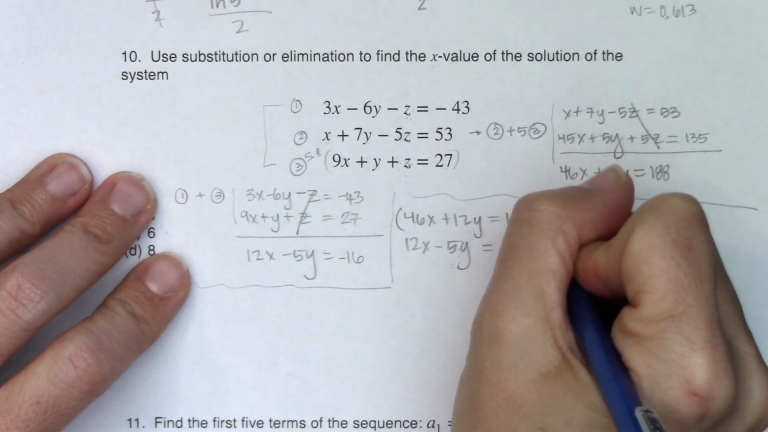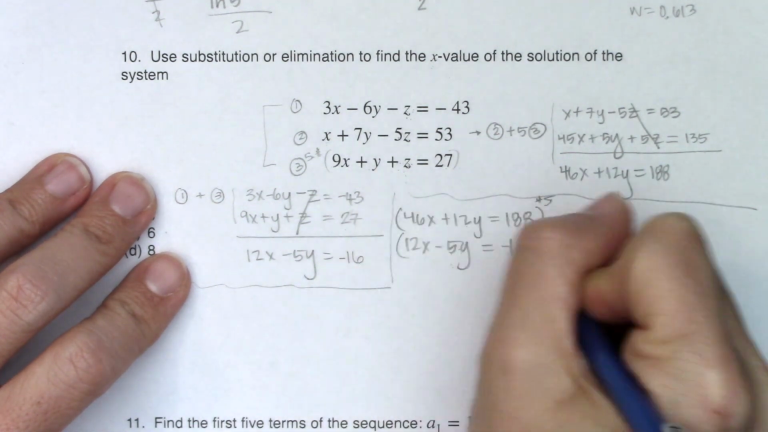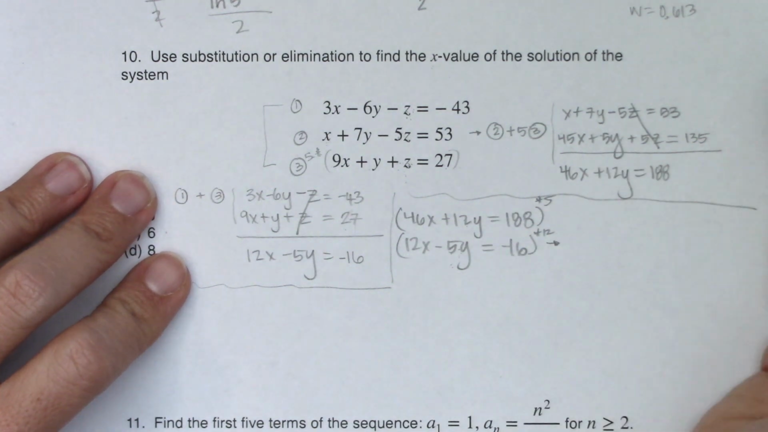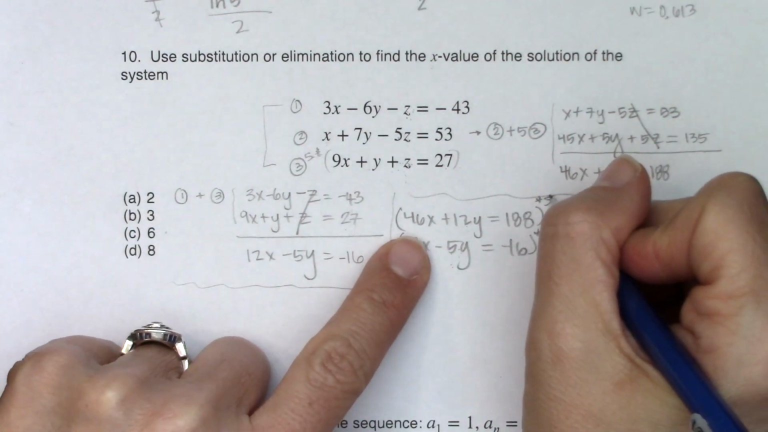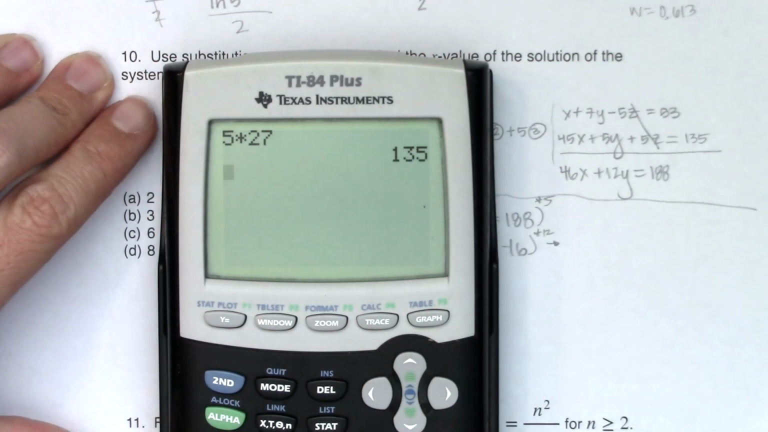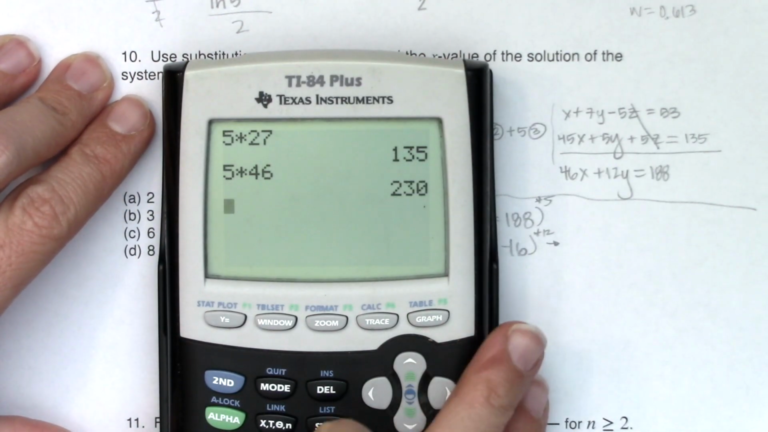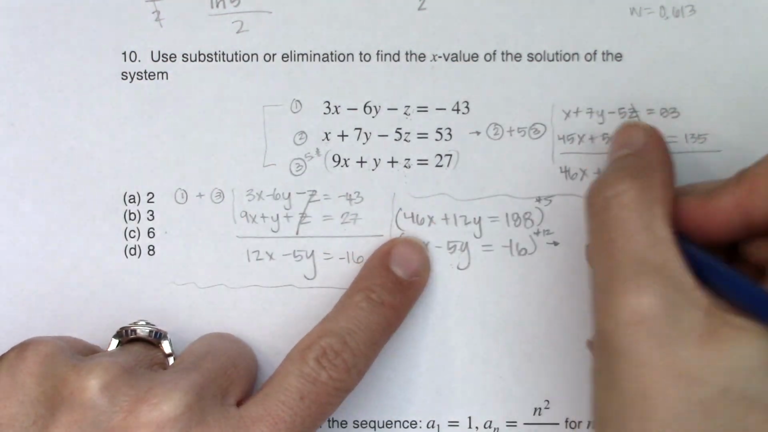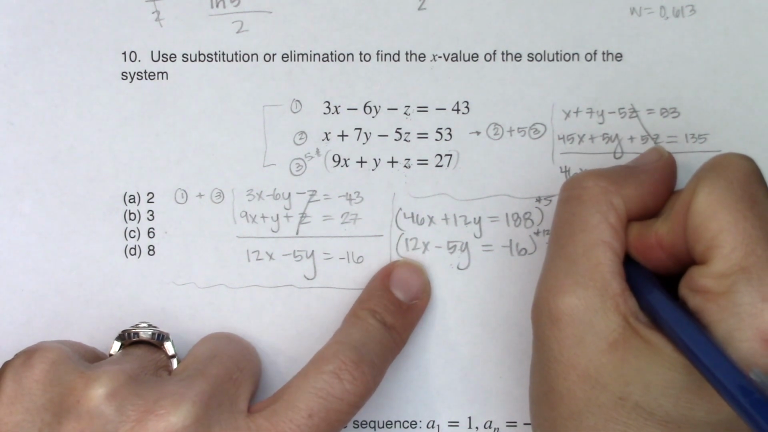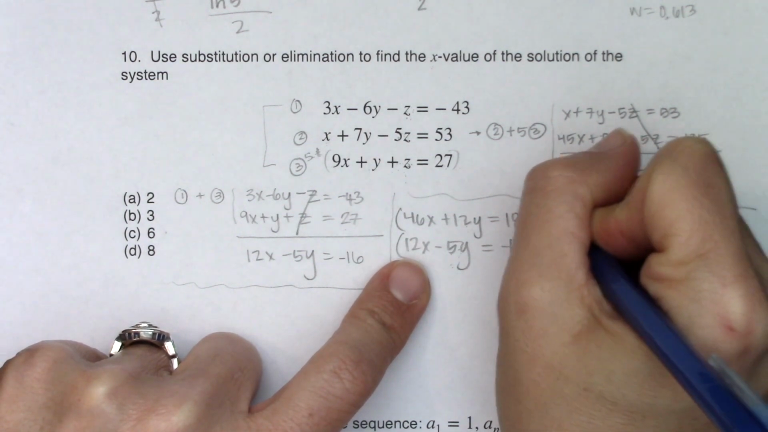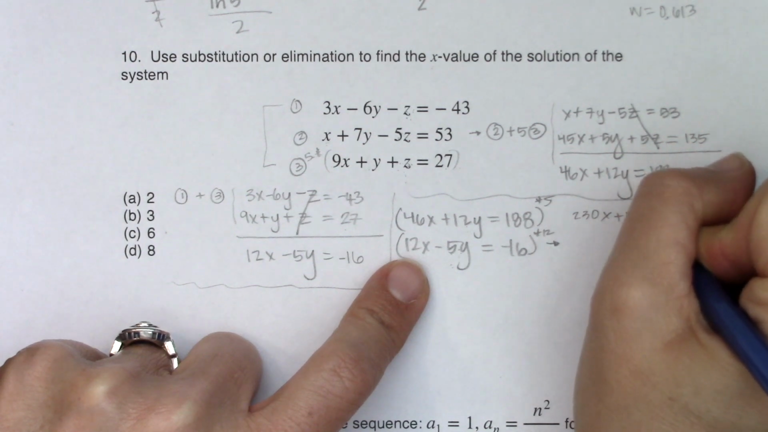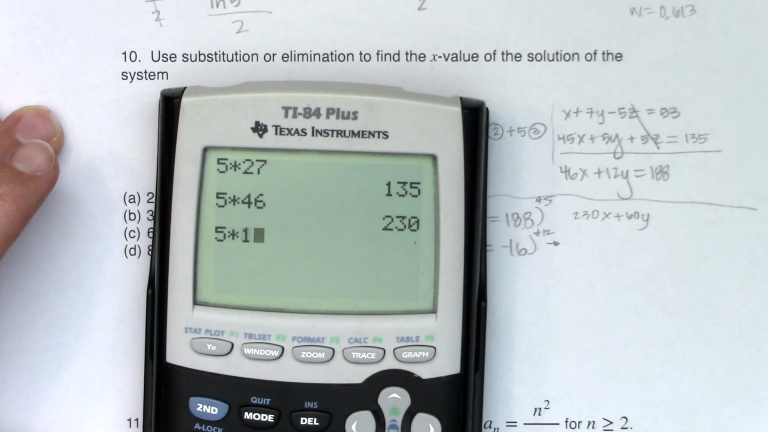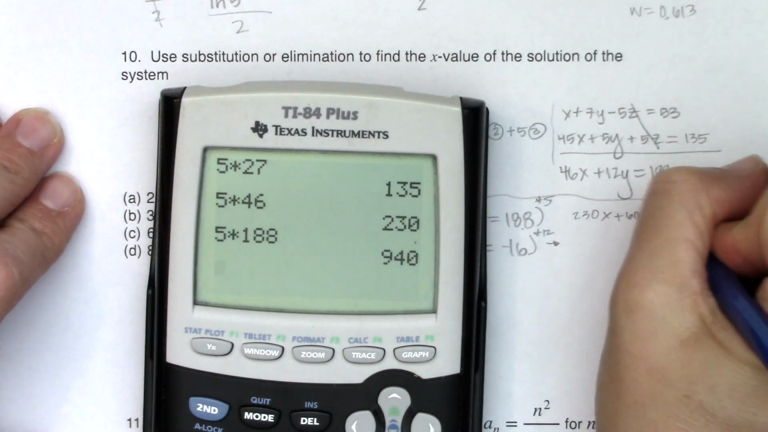So let me go ahead. I'm going to multiply this one by 5, and I'm going to multiply this one by 12. I'm going to try and scrunch it so I can make sure I can get it in. 5 times 46, I do not know what 5 times 46 is by heart. 230. So 5 times 46 is going to be 230x. 5 times 12y is going to be 60y. I don't know what 5 times 188 is either. Let me see. 5 times 188 is 940.